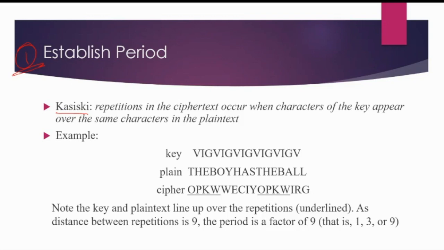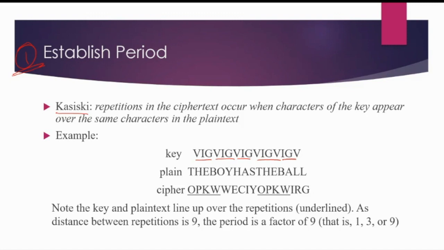For example, this is the plain text: the boy has the ball. This is the plain text, right? And suppose our key is VIG, VIG, VIG, VIG. If you closely look at the cipher text, you get some repetition in the cipher text. And the repetition is definitely there because the key letters occur over the same plain text.